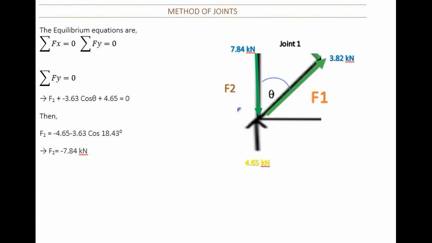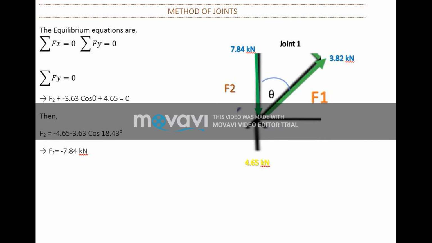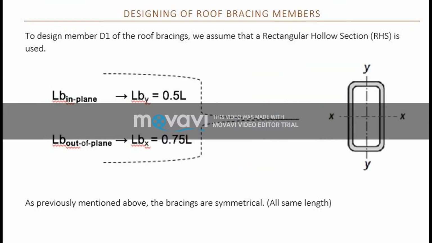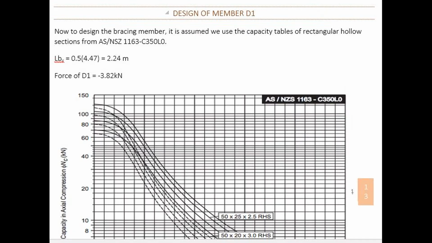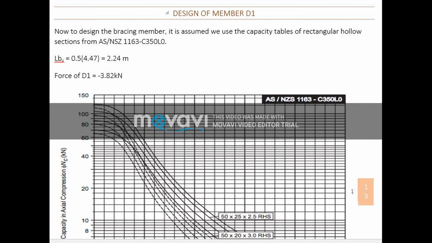Before designing the roof bracing members, we calculate the forces on the trusses using the method of joints. We then go on to design the bracing members. We use the rectangular hollow sections from the Australian and New Zealand Standard 1163. These tables were attached for us by the lecturer on the Learn Online website. We go on to choose the rectangular hollow section 50 by 25 by 2 temporarily for designing of bracing, and then determine the out of plane buckling.